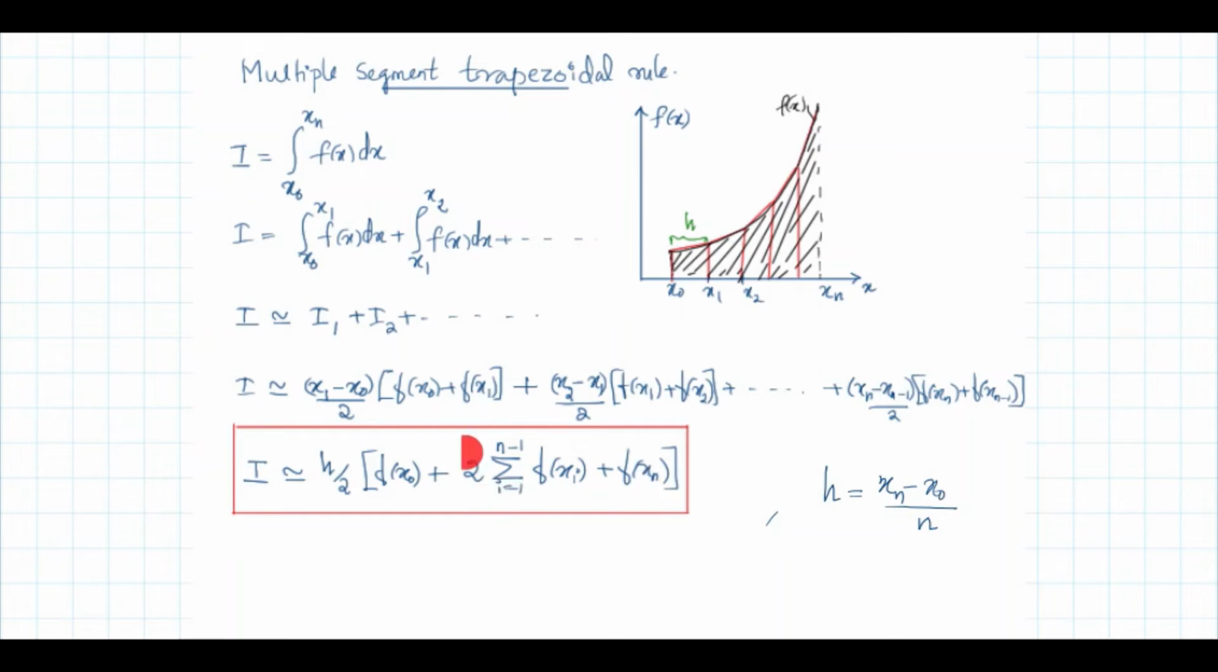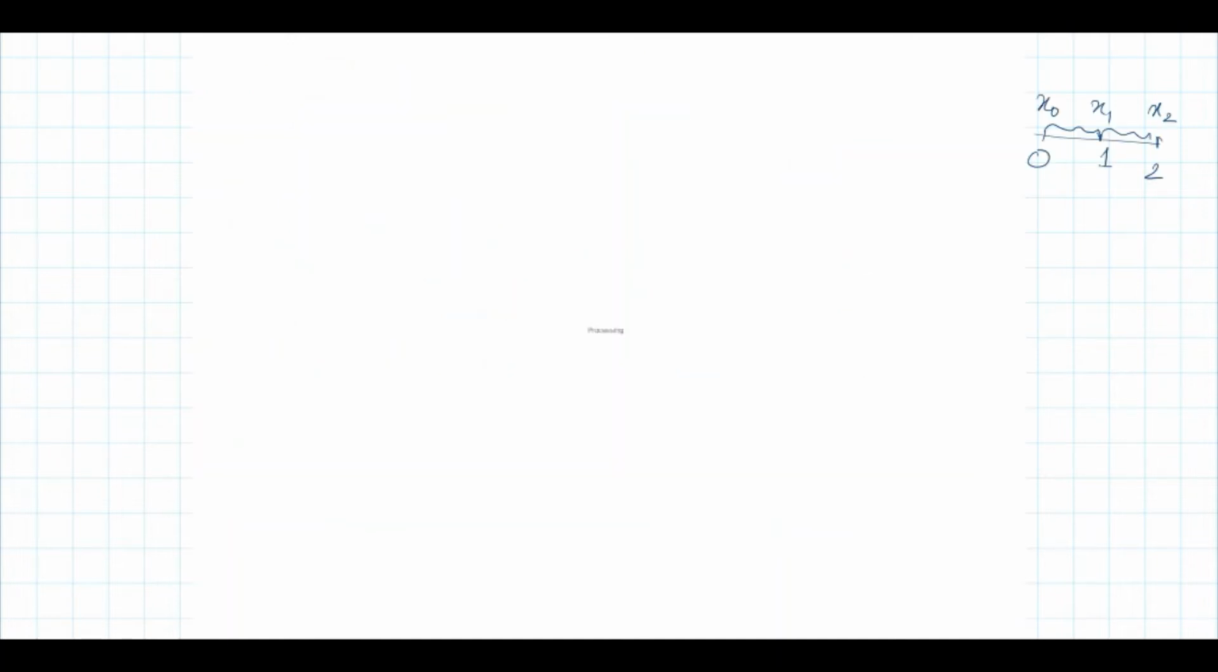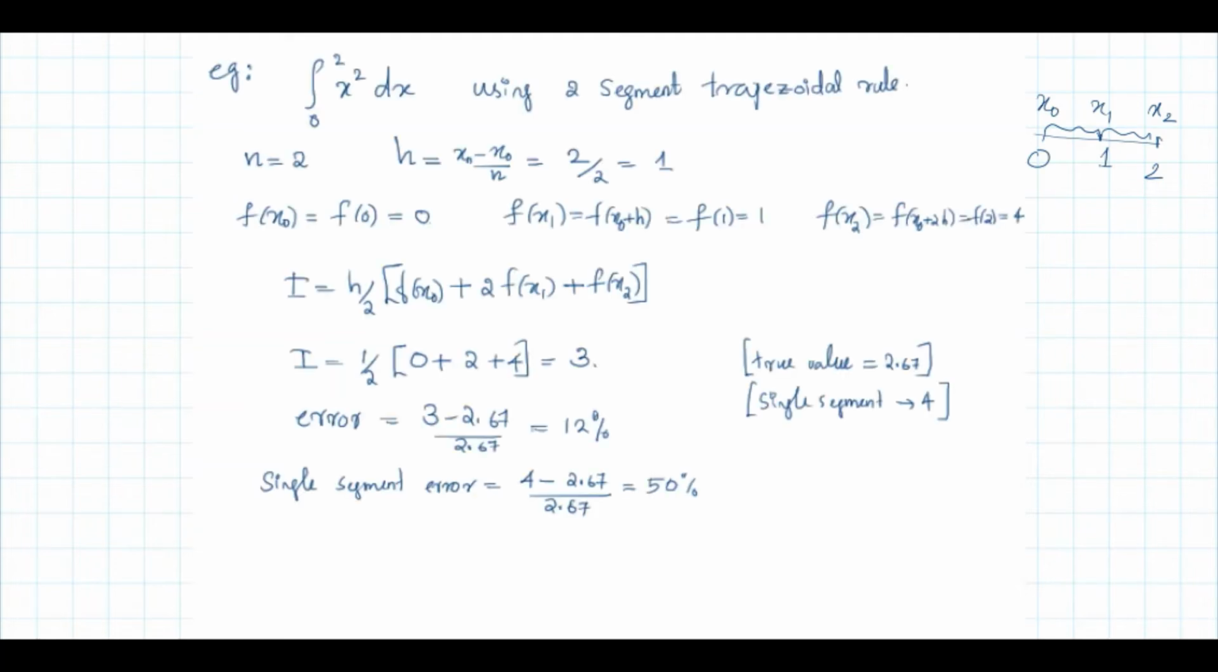So this is a multiple segment trapezoidal rule. I is approximately equal to h by 2 into f of x0 plus 2 into sigma i equal to 1 to n minus 1, f of xi, plus f of xn. Okay, this is the multiple segment trapezoidal rule.